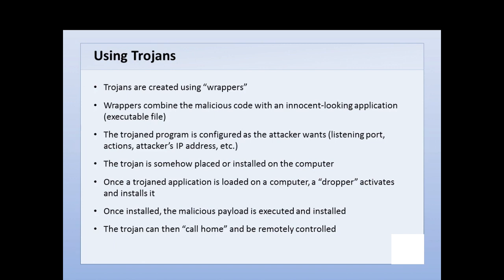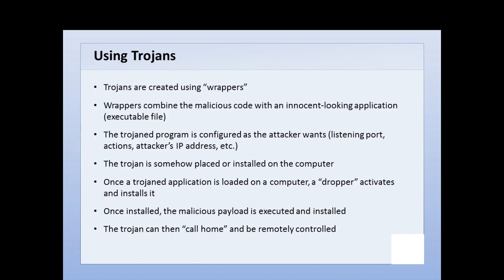And what happens is hackers will put these into these cute little programs using a wrapper program. And this wrapper program basically combines this malicious code with the program itself and then allows you to configure it. The Trojan program is configured however the attacker wants. The attacker configures the port it's going to listen on, the actions it's going to take, the IP address it needs to phone home to, and so forth.